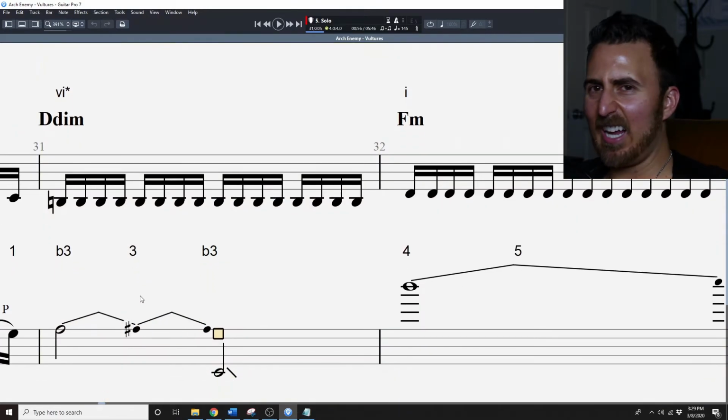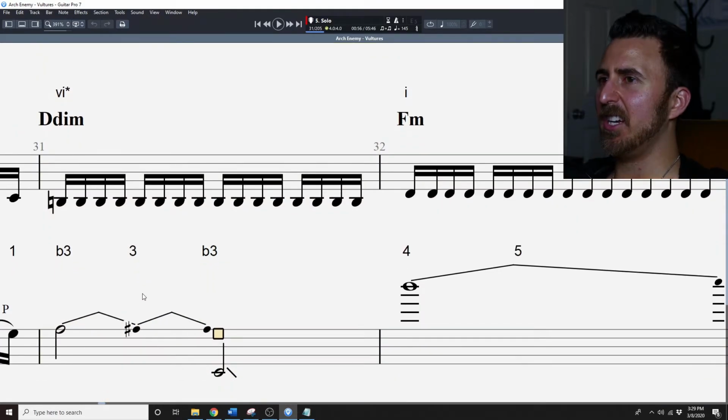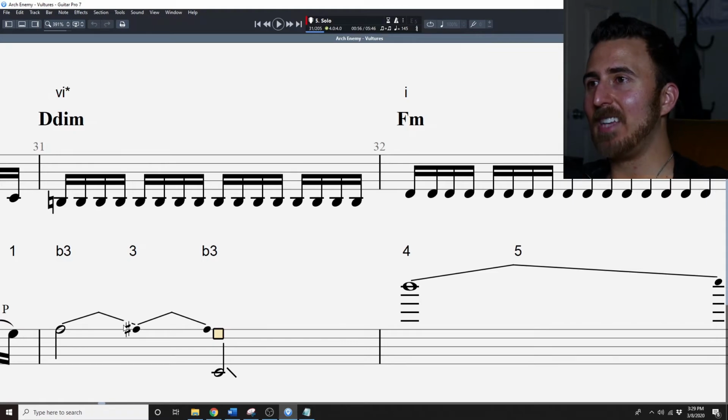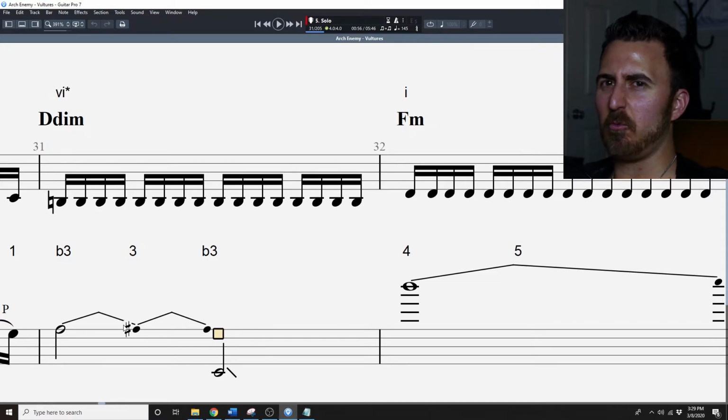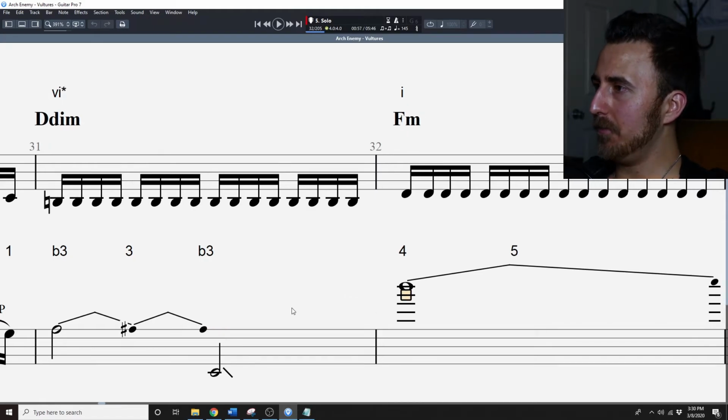Very creepy, very intense sounding, very aggressive sounding, sounds cool and everything, but you have to keep in mind that it is moving outside of the key. It's part of that Arch Enemy sound. They do a lot of non-diatonic stuff to get that real intense and evil sound, if you would. So from there, we move into the next part.